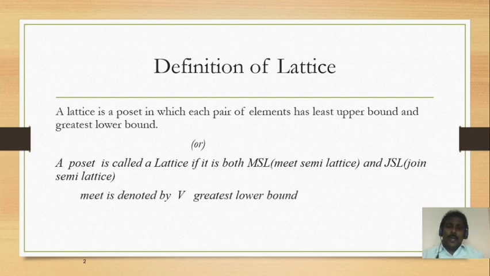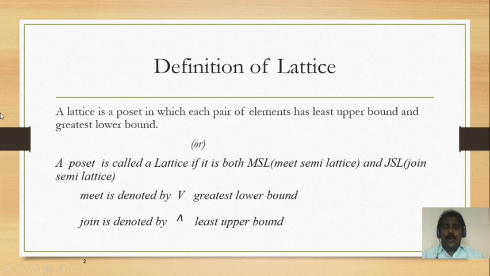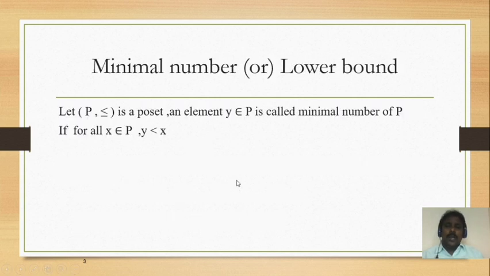Meet is denoted by the ∧ symbol. It is the greatest lower bound. And join is denoted by the ∨ symbol. It is the least upper bound. So here we have the notations of greatest lower bound and least upper bound. Greatest lower bound is denoted by the ∧ symbol, and least upper bound is denoted by the ∨ symbol. We have to keep this in mind. So what is the meaning of a minimal member or lower bound?